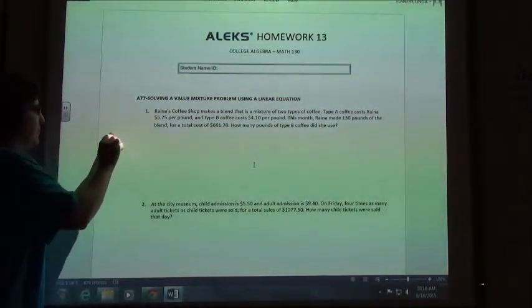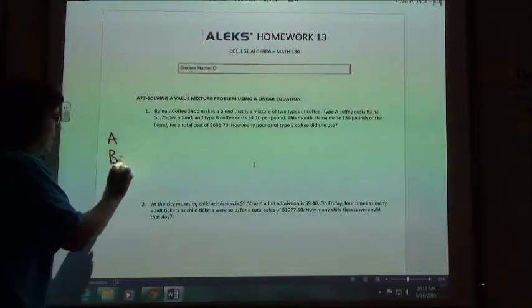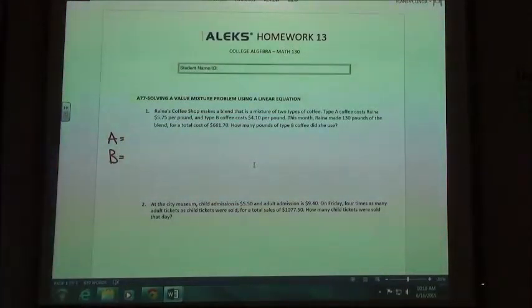So we actually have type A and type B coffee. It's only going to ask for one or the other, so be careful when you enter your answer that you answer the one that they ask for. And since we have two different variables, it means we have to have two separate equations. One of them comes with the cost per pound.